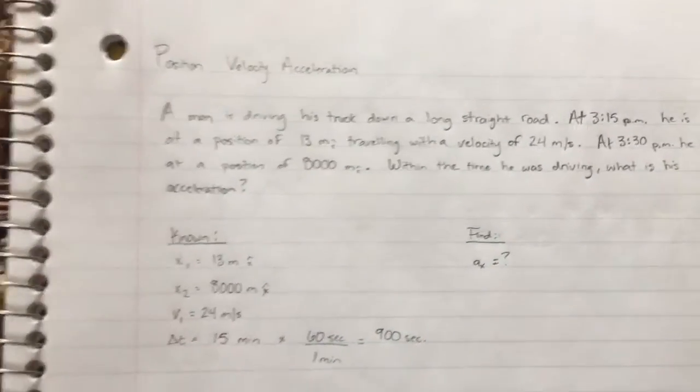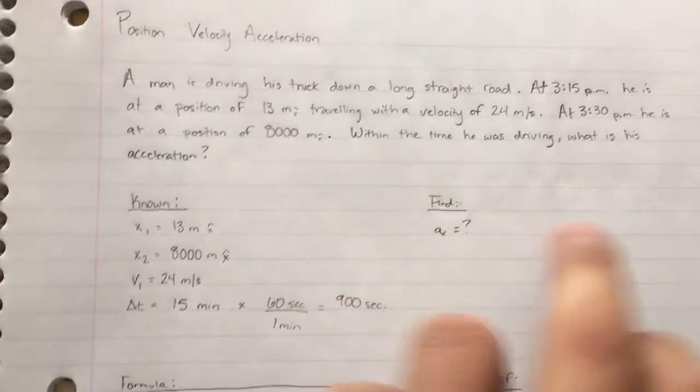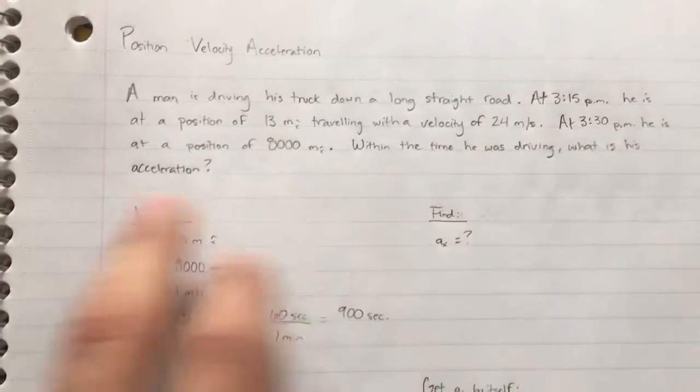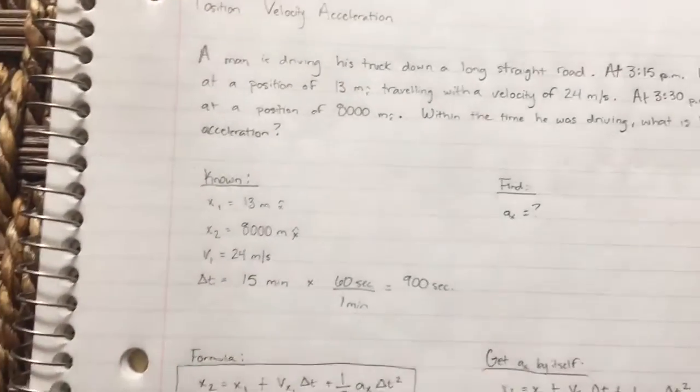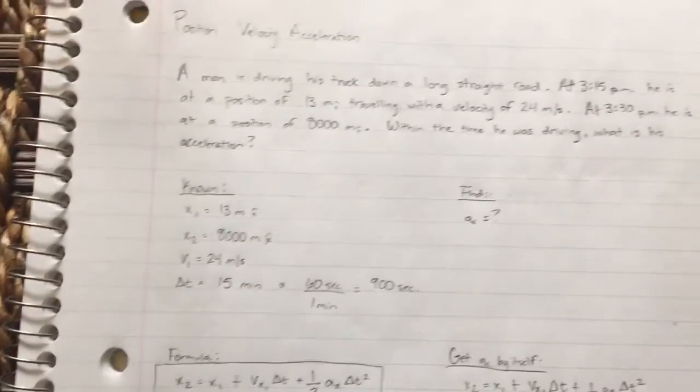So the final velocity isn't needed because what it's saying is at 3:30 he's at a position of this, but he's still traveling. So he's not at a zero position. At a zero velocity to end.